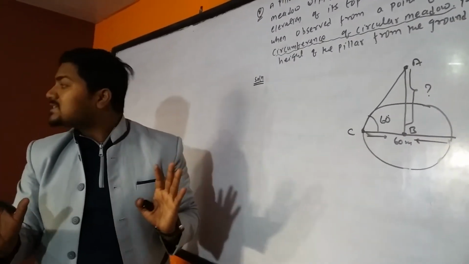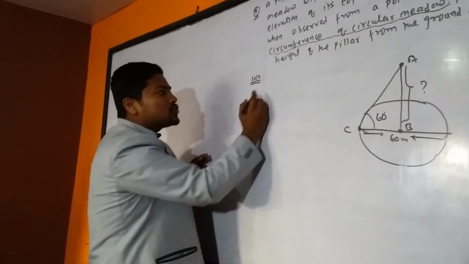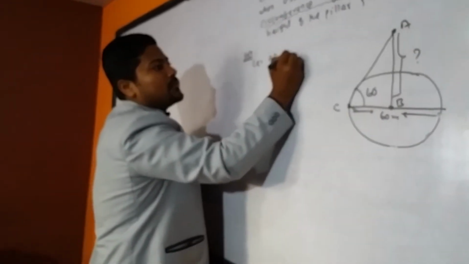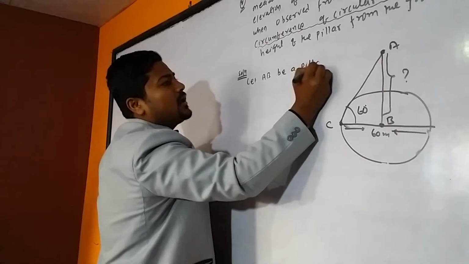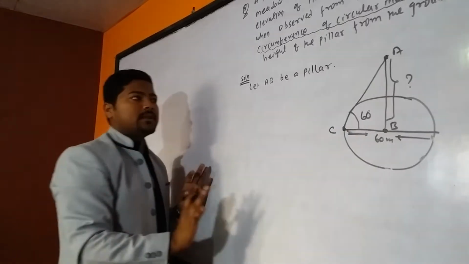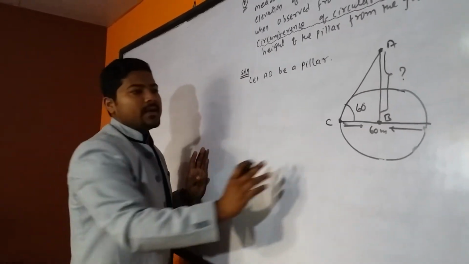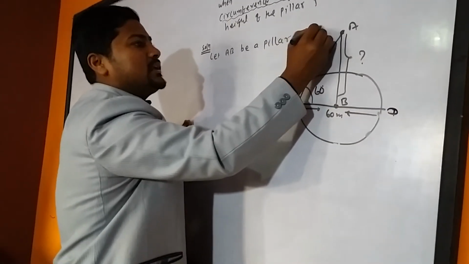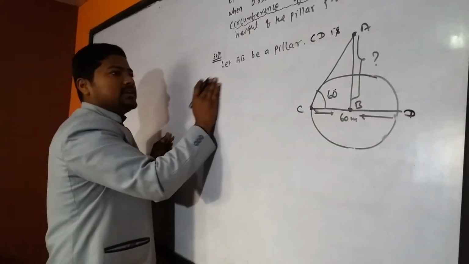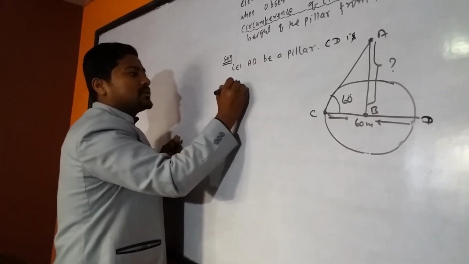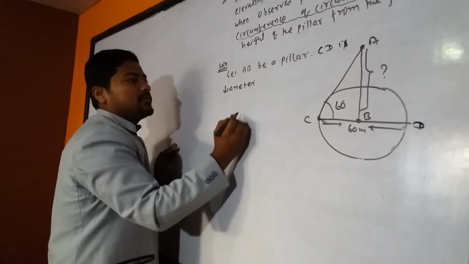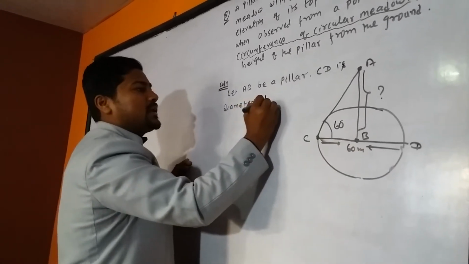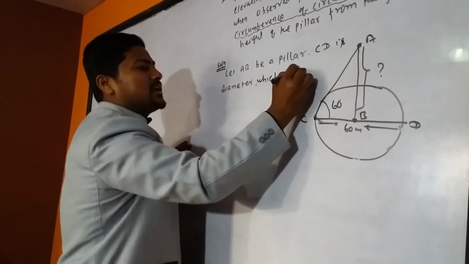So we have to write the first language, understood or not? We can write: let AB be a pillar, but we don't know the height of the pillar, so no need to write it. And now we can say this is D. Then CD is the diameter, which is 60 meter.